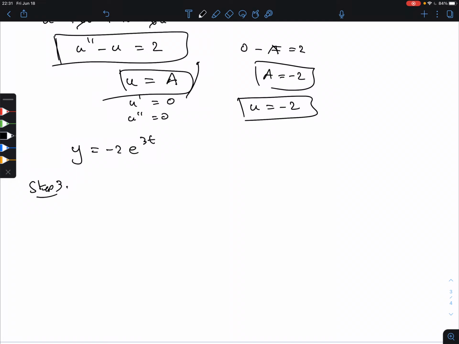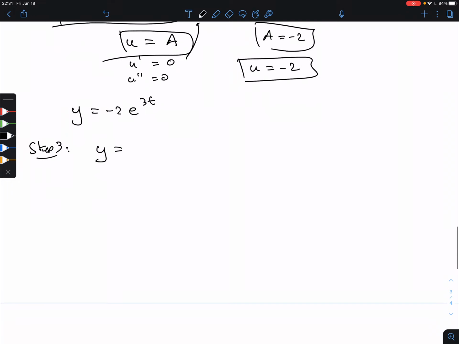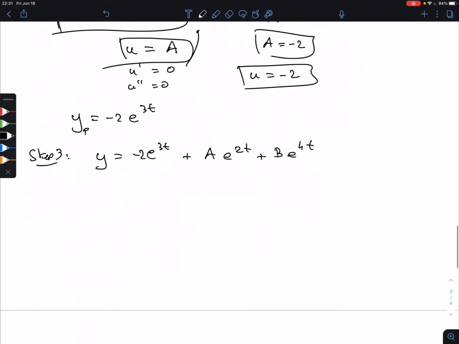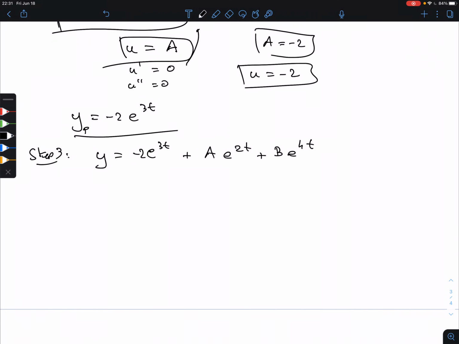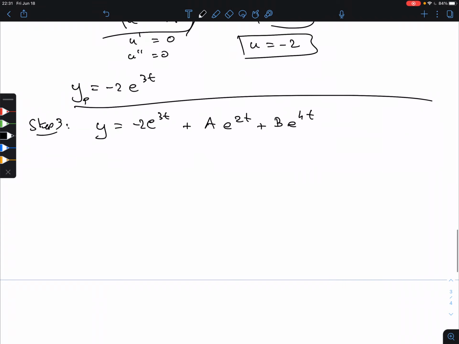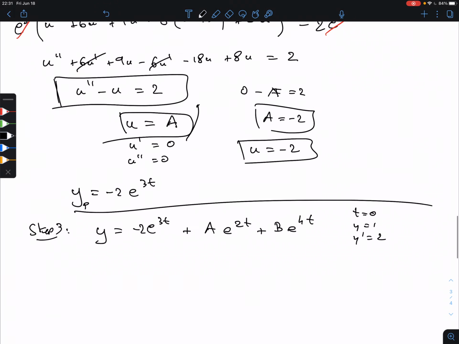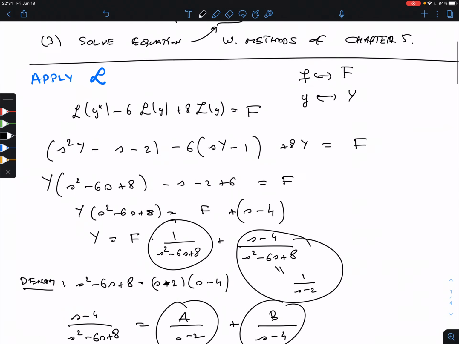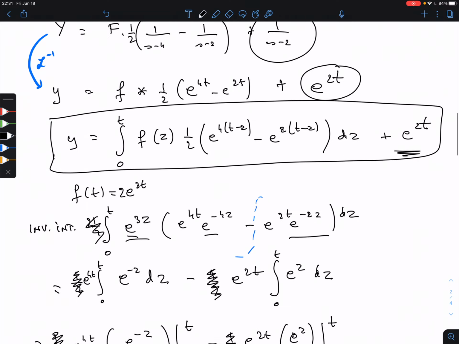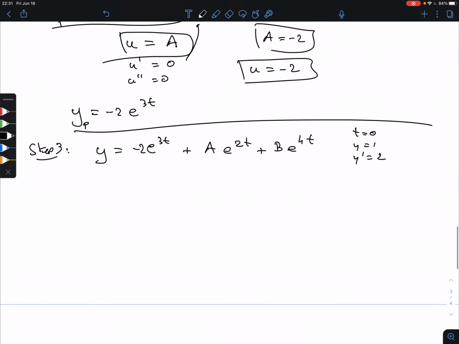And now we put everything together. Step 3. So the general solution is this particular solution, let me write the p here, minus 2e^(3t), plus the general homogeneous solution, which was this one. So A and B are now still to be determined, new A and B's, right? And they are determined from the initial conditions: if t is 0, then y was 1 and y prime, I guess, was 2.